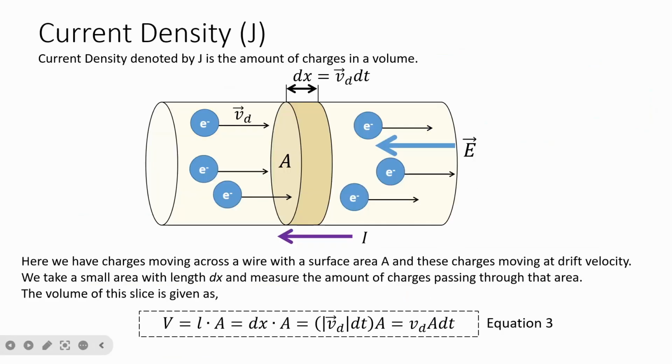Current density, denoted by J, is the amount of charges in a volume. Here we have charges moving across a wire with a surface area A, and these charges are moving at drift velocity. We take a small area with length dx and measure the amount of charges passing through that area. The volume of the slice is given as a function of the length dx times the area, as shown in equation 3.